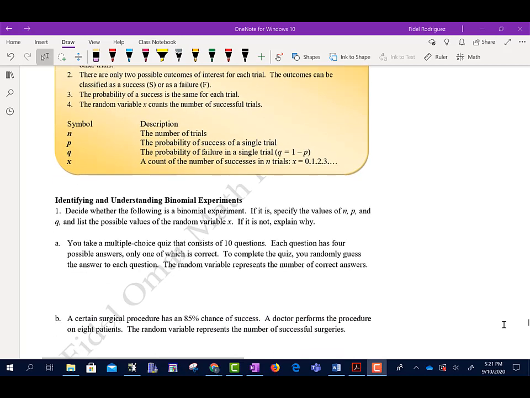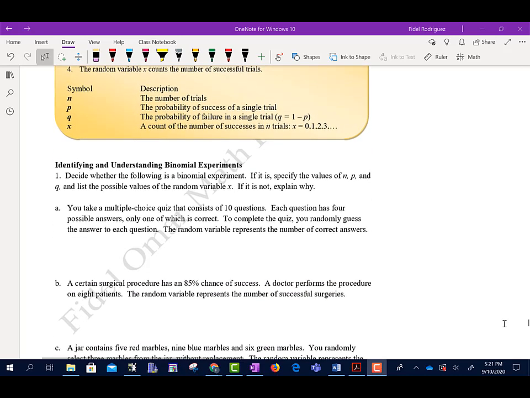So we have some symbols here, and it says n is the number of trials, p is the probability of success of a single trial, q is the probability of failure in a single trial, and notice q is going to be equal to 1 minus p, and x is going to count the number of successes in n trials. So either no successes, which would be 0, 1, 2, 3, and so on and so forth.